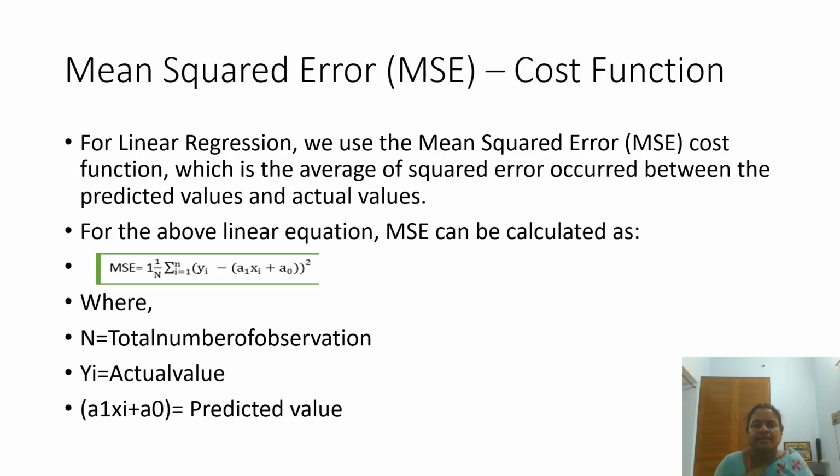The mean squared error is the cost function for linear regression. The MSE cost function is the average of the squared error between the predicted values and the actual values. The MSE can be calculated using the formula 1/n summation of i tends to 1 to n (yi minus (a1 xi plus a naught)) the whole square, where n is the total number of observations, yi is the actual value, and a1 xi plus a naught is the predicted value.